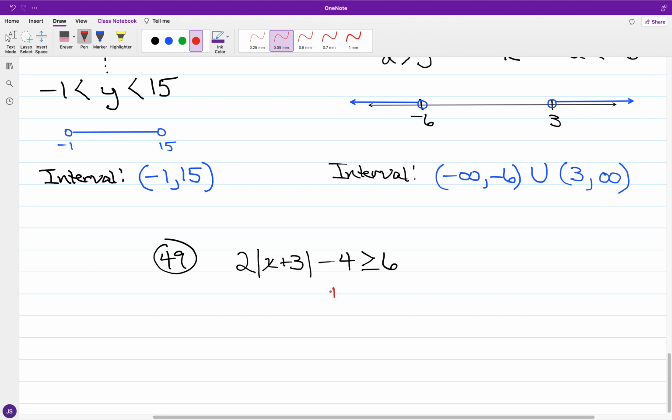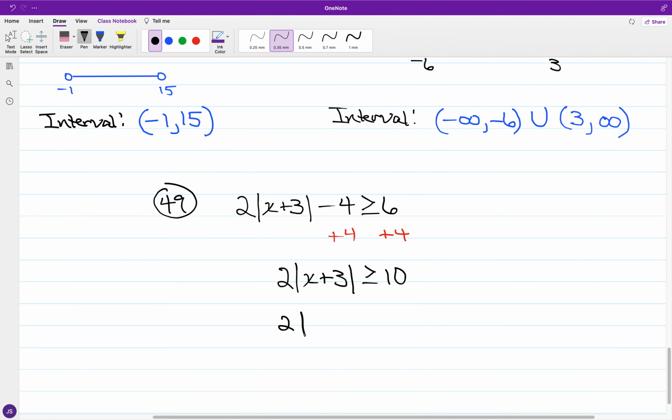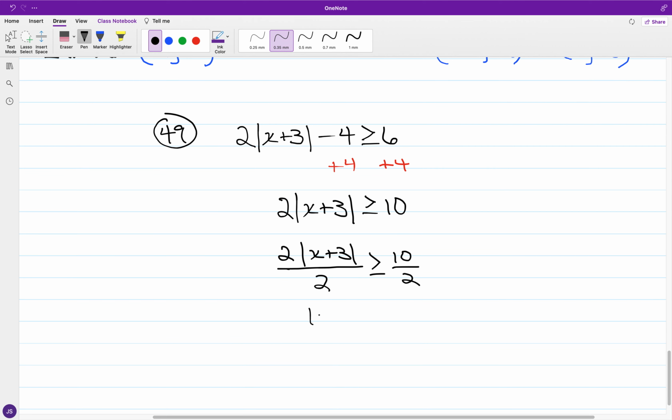If I isolate the absolute value of x plus 3, I can initiate the process by adding 4 to both ends. So we have 2 times the absolute value of x plus 3 greater than or equal to 10. Upon dividing both ends by 2, since I'm dividing by a positive, the direction of the inequality remains greater than or equal to. So narrowing it down, we get the absolute value of x plus 3 is greater than or equal to 5.